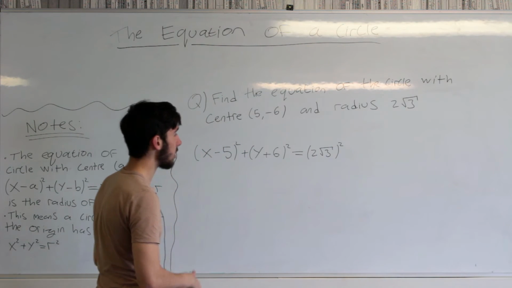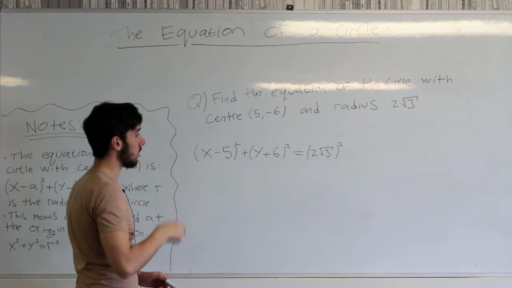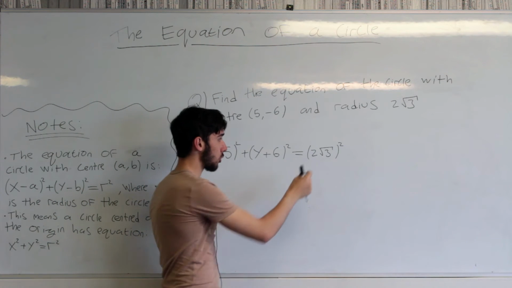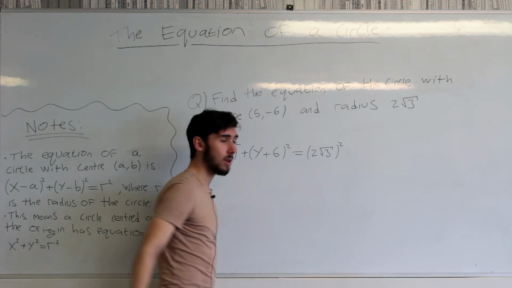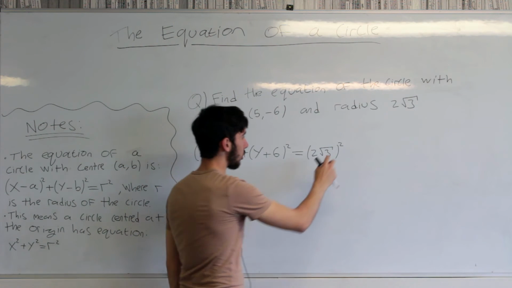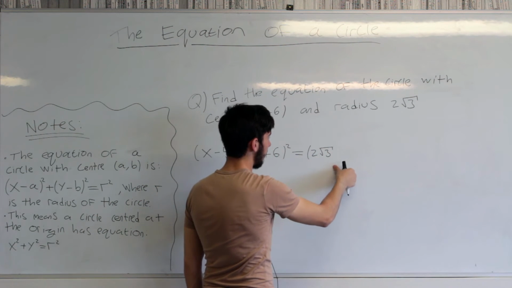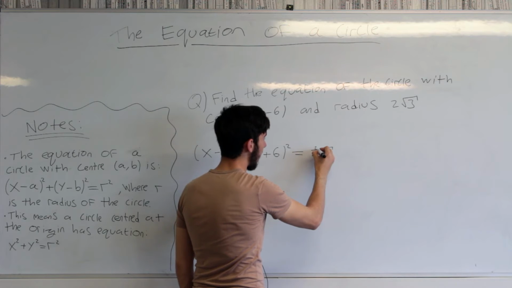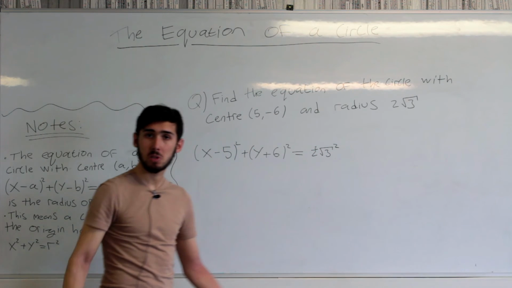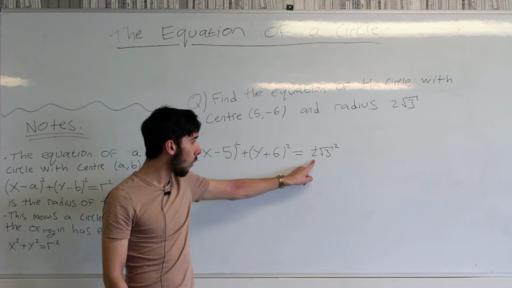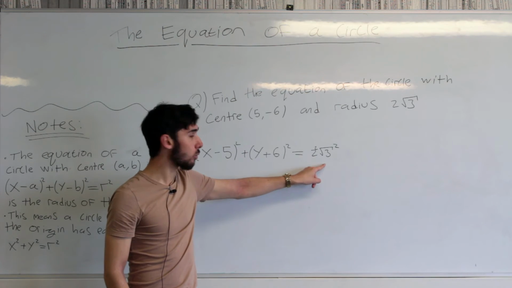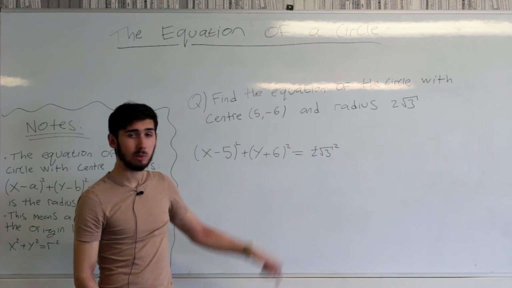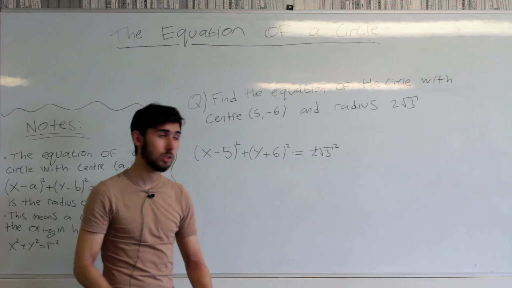So essentially, there are 2 ways of doing it. You can either square the 2 and then square the root 3. Just distribute. So you can write it as 2 squared times root 3 squared, like that. That's fine. And then you get 4 times root 3 squared. Root 3 squared is 3. 4 times 3 gives you 12, which is the right answer.